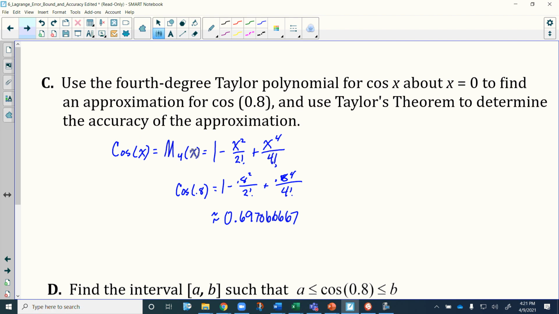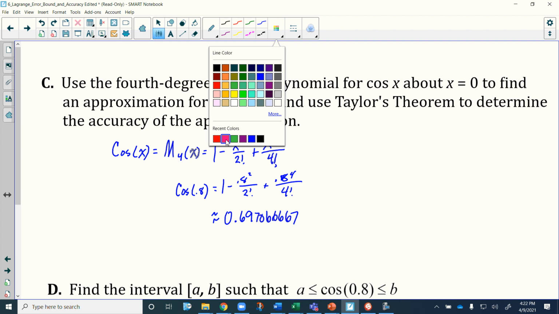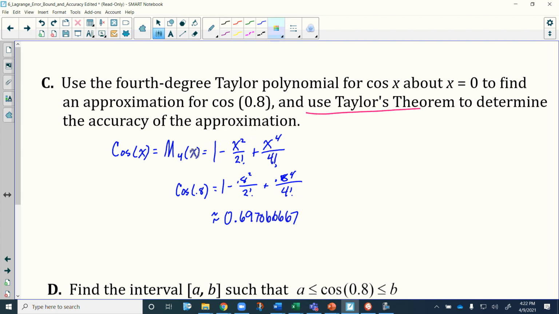Now, that is the value that we're approximating for the function that we got of cosine of 0.8. Okay, this is an approximation. But now it says to use Taylor's theorem to determine the accuracy of the approximation. So let's do that one in another color. Here, use Taylor's theorem to determine the accuracy in this case.